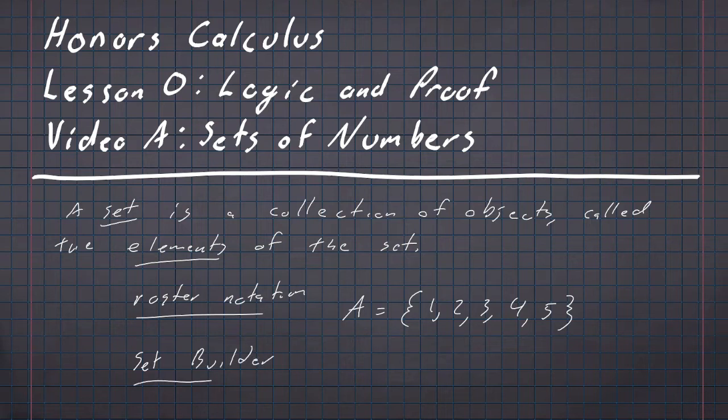And roster notation works really nicely when we have relatively small sets. If we have a larger set, we're going to want to use something like set builder notation. Set B might be the set of all x such that 3 is less than or equal to x is less than 5. So all of the values between 3 and 5, including 3, not including 5.